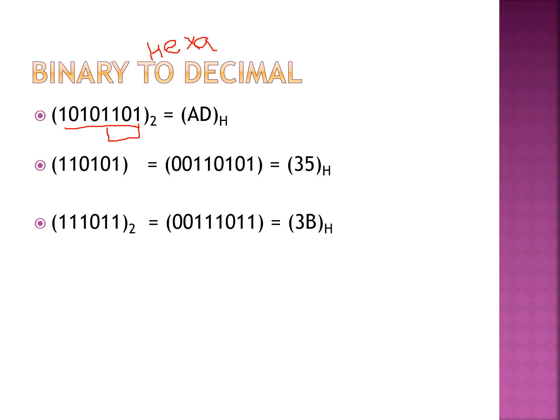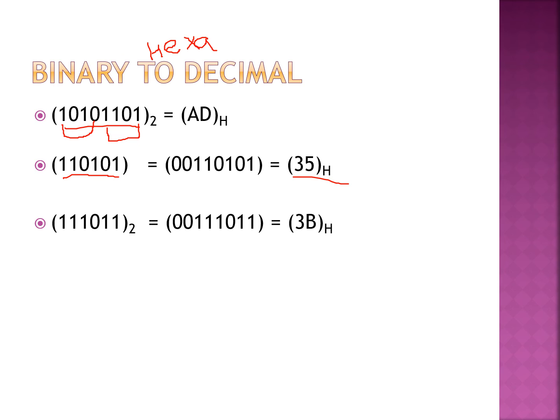So we will make a group of 4 bits, and another group of 4 bits. This value is equal to capital D, and these 4 bits are equivalent to capital A. So it means this value comes out to be AD, which is in hexadecimal. In the same way, this number which is in binary can be converted into hexadecimal like this.